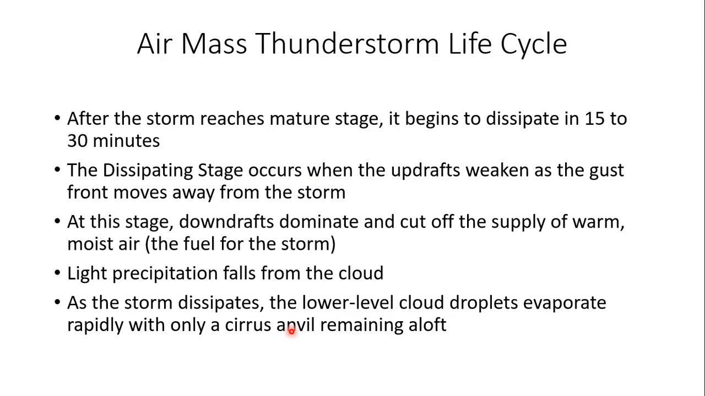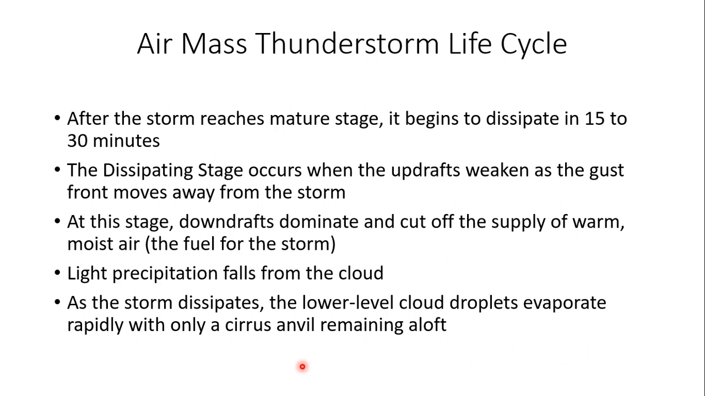So the dissipating stage occurs when the updrafts weaken, the gust front moves outward away from the storm, and at this stage, downdrafts dominate. And they cut off that warm, moist supply of air that fuels the storm. Now, light precipitation may still be falling from the cloud at this point, but it'll be much lighter than the mature stage. And as the storm dissipates, the lower level cloud droplets evaporate rapidly.